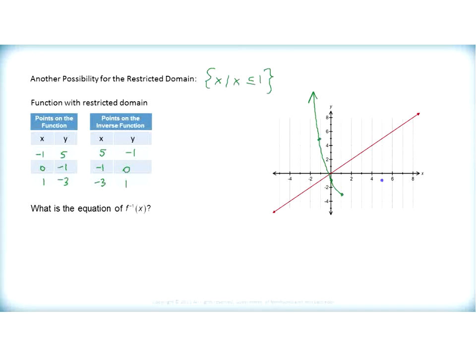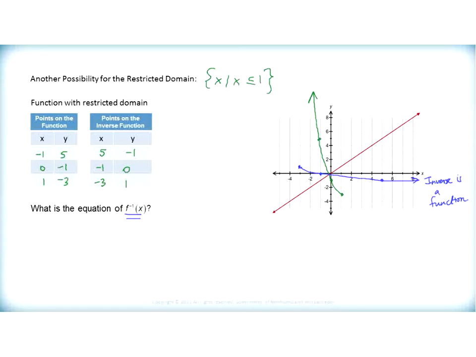Okay, 5, negative 1. I've got negative 1, 0. And I got negative 3, 1. Here is the inverse function. And that inverse is a function. Vertical line tells me it's a function. So the inverse again is a function. So let's find the equation of that function, of that one that you see there.